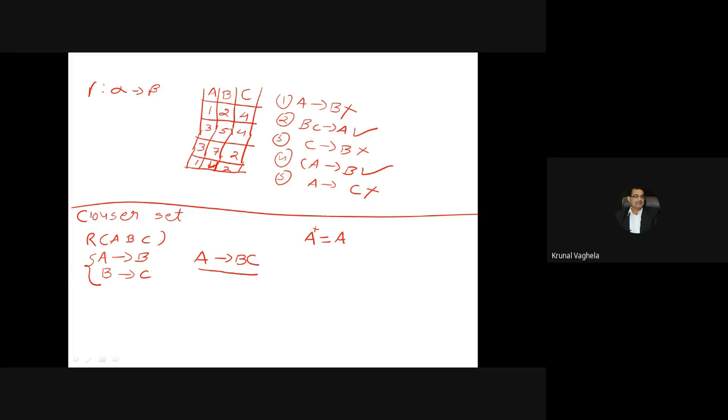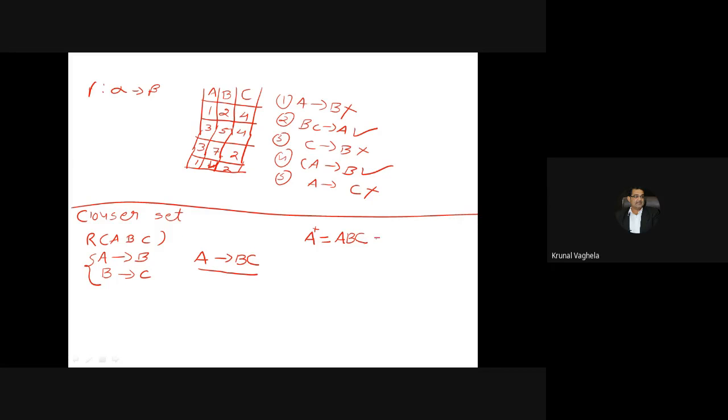This is obvious. Then you need to check functional dependency. If I am having value of A, I can find B. And now I am having B also. So if I am having B, I can find value of C. So I can have C also. So closure of A is ABC, which is the entire relation.